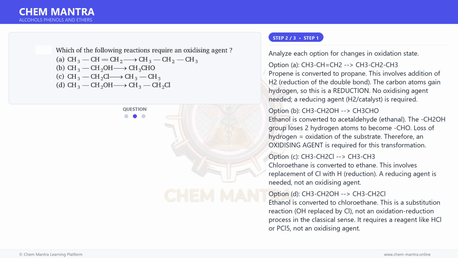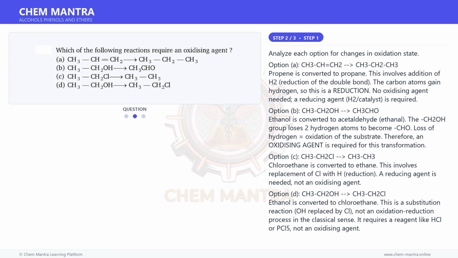Option C, CH3CH2Cl to CH3CH3. Chloroethane is converted to ethane. This involves replacement of Cl with H, reduction. A reducing agent is needed, not an oxidizing agent.